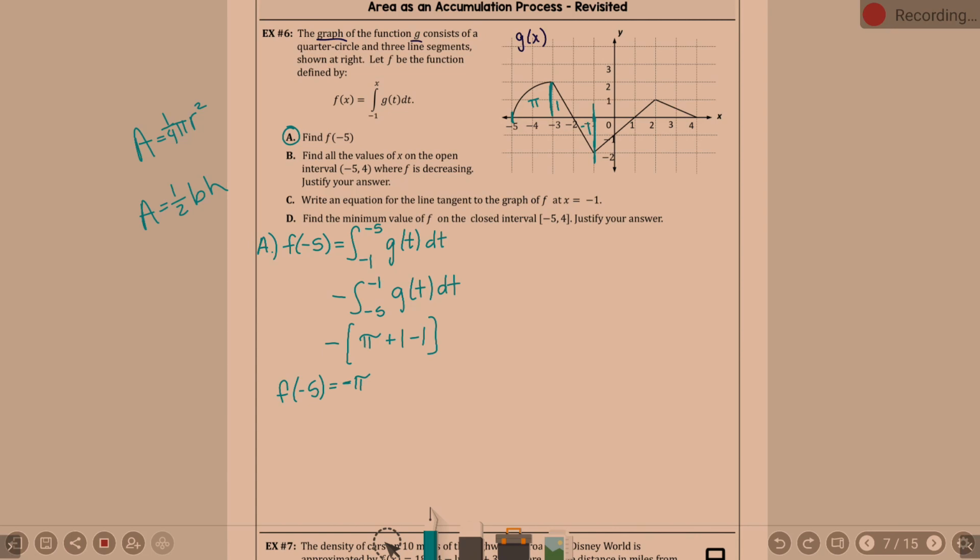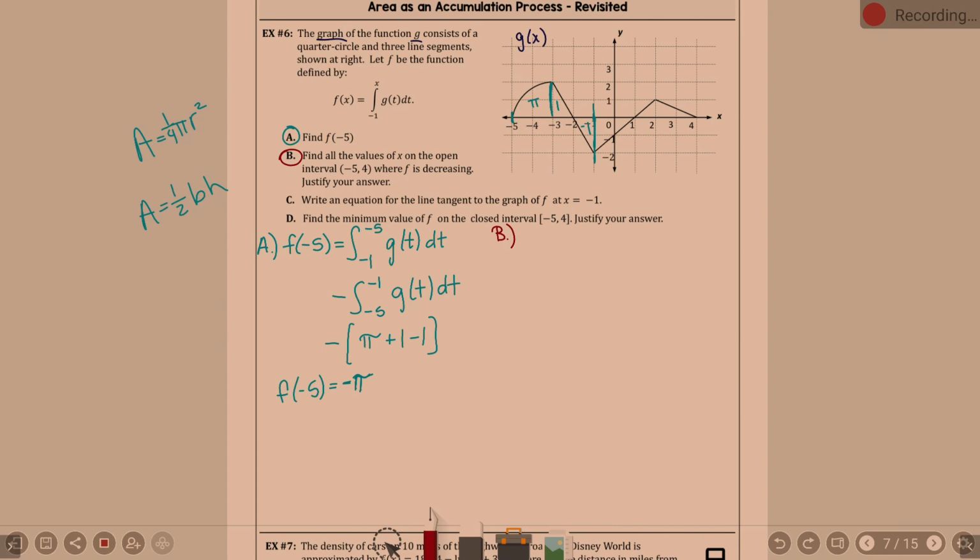Are you guys with me on A? Let's talk B. Find all the values of x on the open interval -5 to 4 where f of x is decreasing. Justify your answer. Where do you have B on your paper? I have A, B, C, D on mine, but it might be better for me to switch those. Mine's not going to fit.